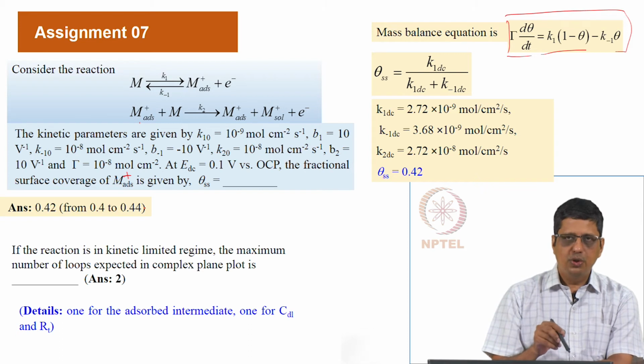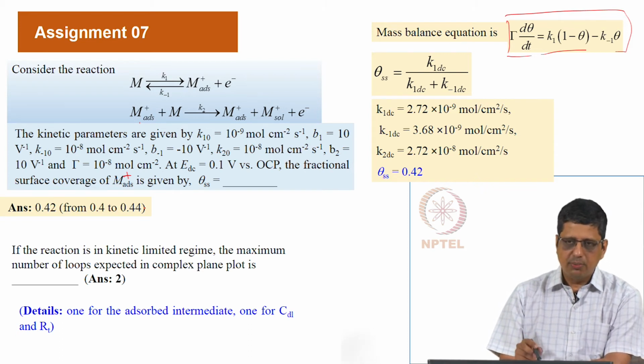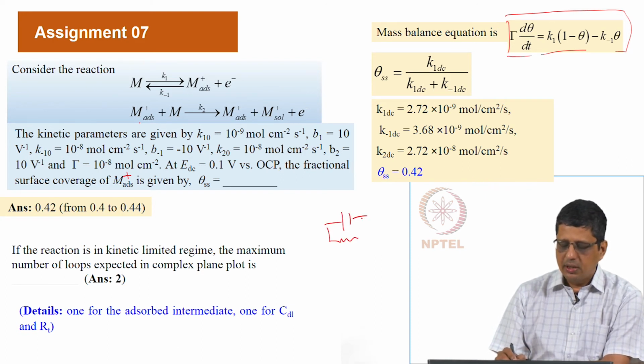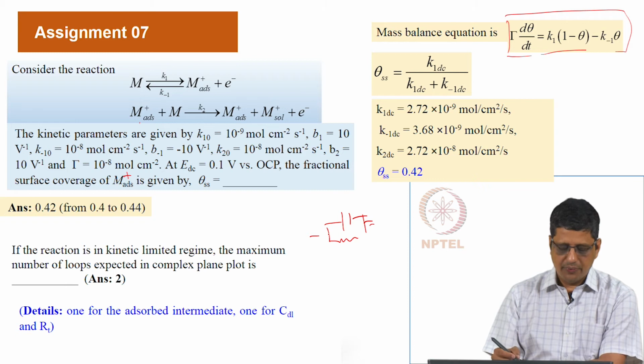Here how many loops do we expect to see? We have one adsorbed intermediate that is going to correspond to one time constant, and the double layer capacitance with charge transfer resistance will give us one time constant. So, we expect to see 2 time constants at the most. So, we can expect 2 loops, 2 or fewer loops.